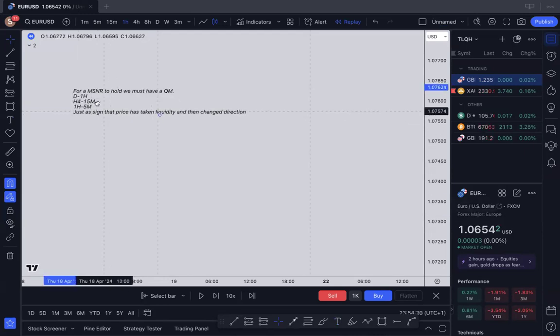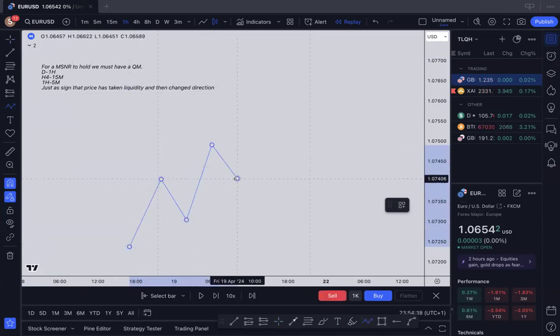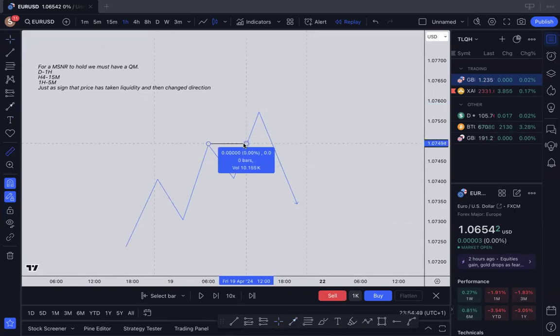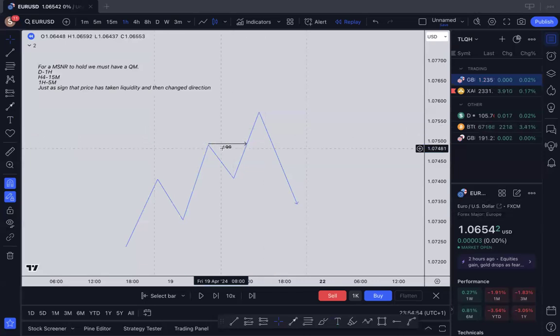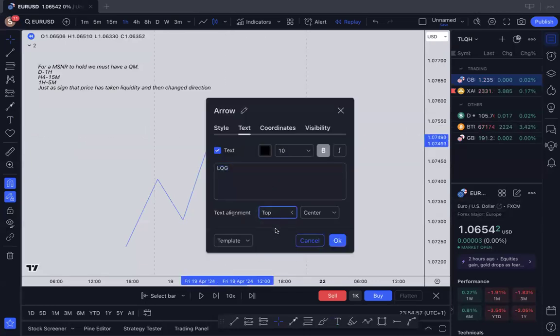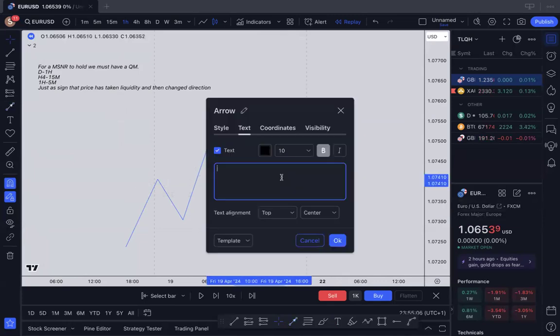So what does a QM look like? It's a very, very simple pattern. Okay, so price will be coming up, we'll be making higher highs, higher lows. Then all of a sudden we'll get something like this. Okay, this here is what we call an LQG. What does LQG stand for? Just liquidity grab. And finally, we get this. This is a break of structure. But we call this the QM.